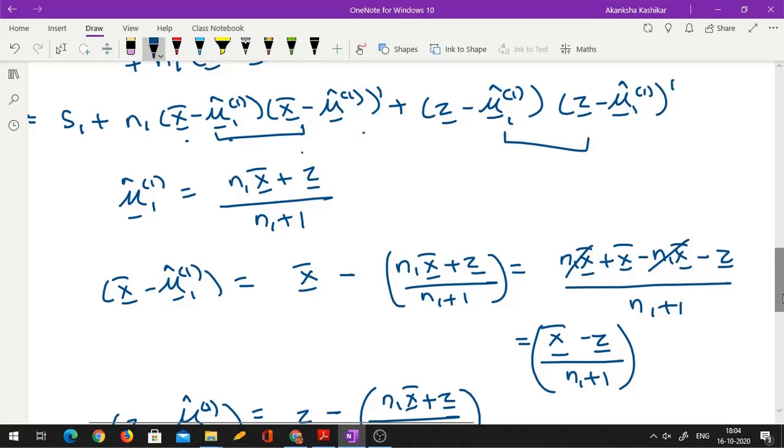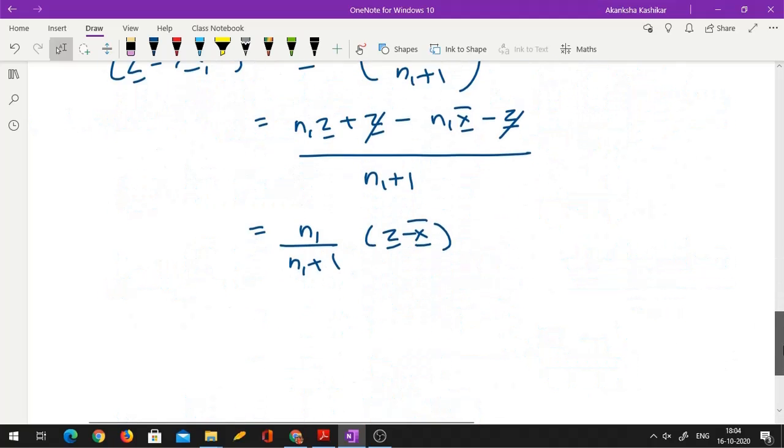Same story I can do here. So basically I can make them similar, either z minus x bar or x bar minus z, whichever way you like. Okay. If you have not followed, please write it down, take the minus sign common, and it would be clear to you what I'm trying to say.